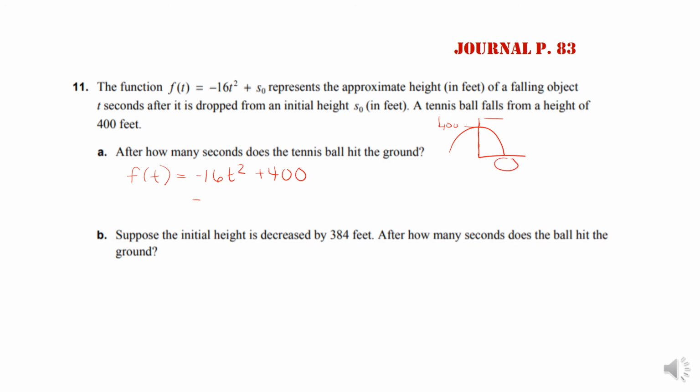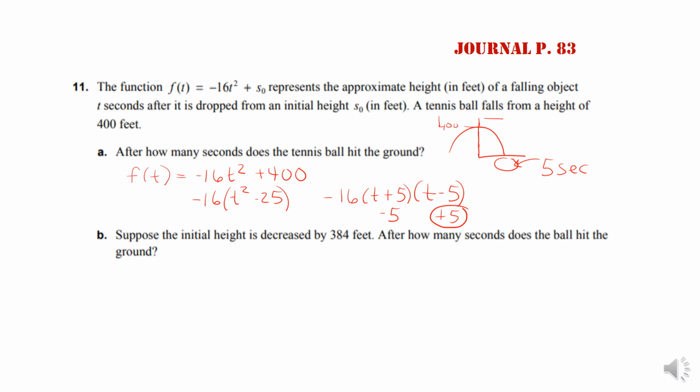So I'm going to factor negative 16, and I'm left with t squared minus 25. So I'm going to factor that. That's negative 16 times t plus 5 and t minus 5 because it's a difference of two squares. So I have negative 5 and positive 5. Obviously, the only one that counts is the 5 seconds it took for the tennis ball to fall from 400 feet down to the ground.